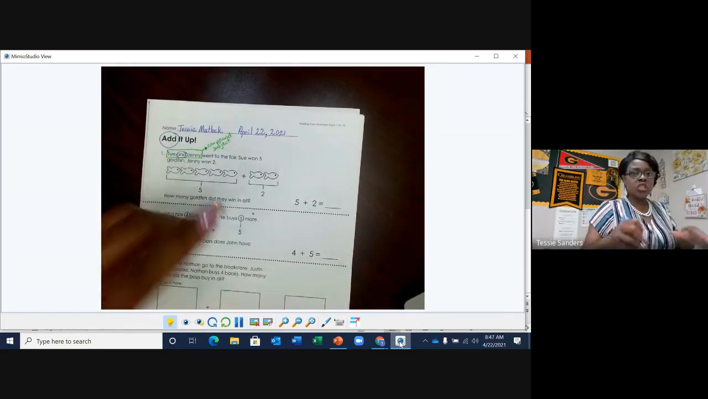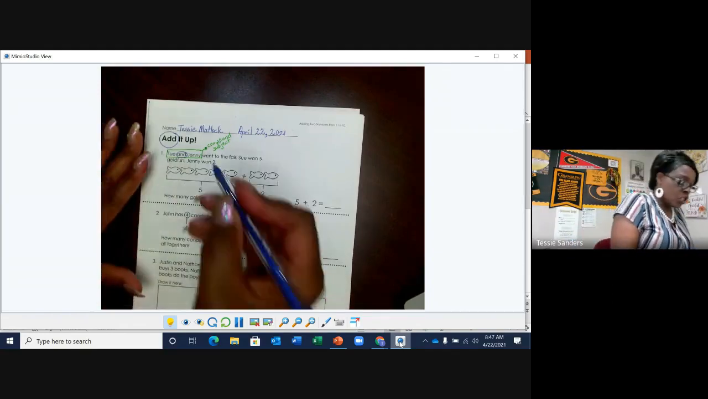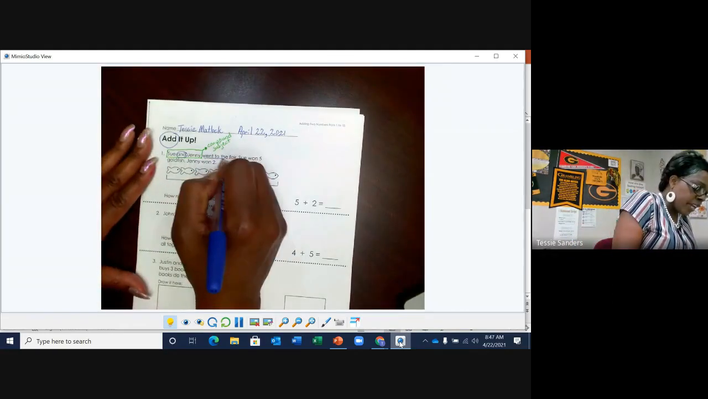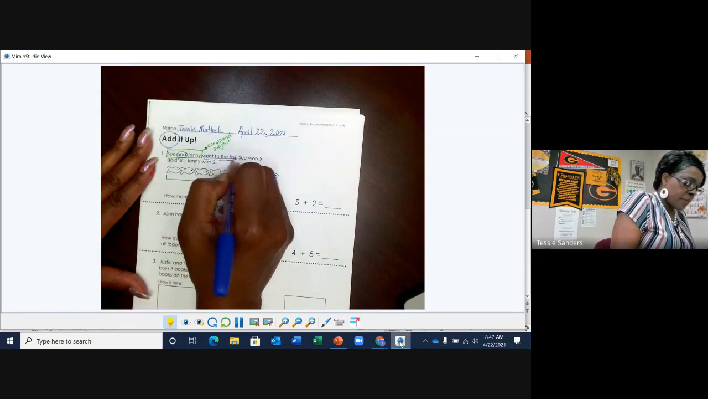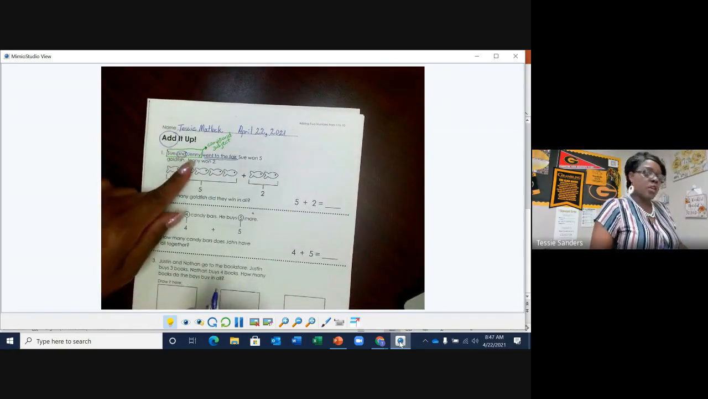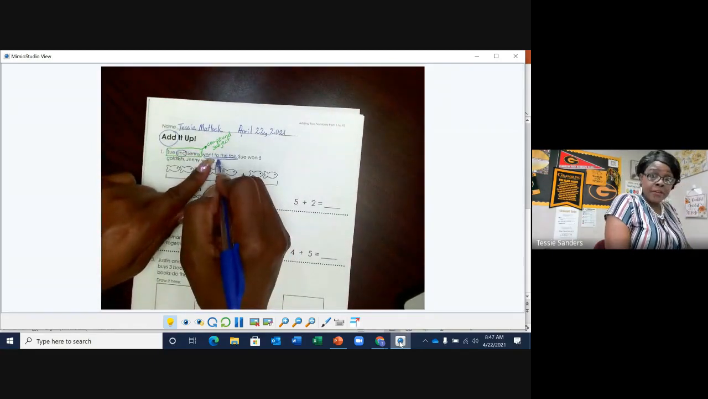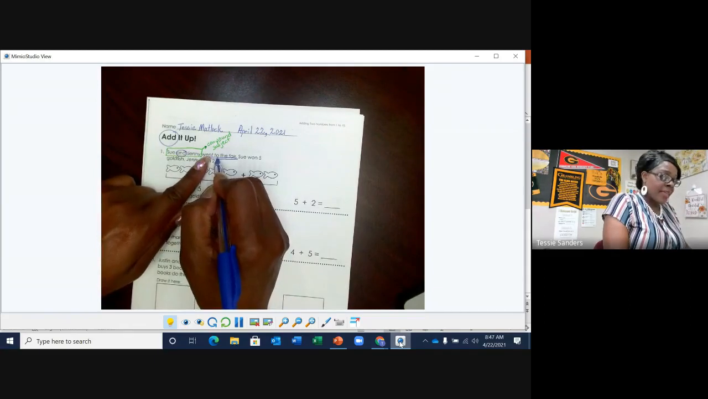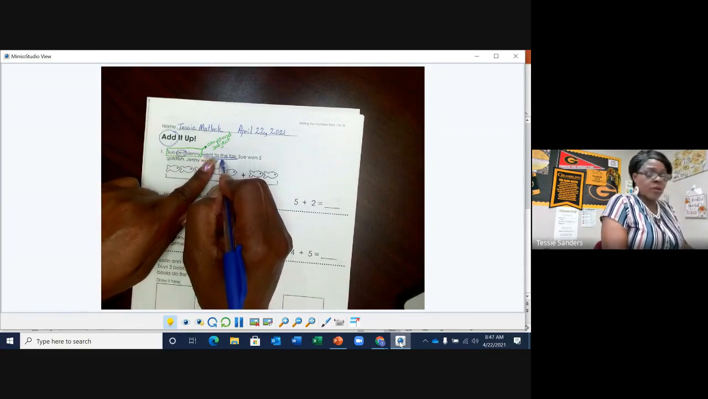What are Sue and Jenny doing? Well, Sue and Jenny, look, went to a fair. Here's your compound subject. Here's your predicate. This is what they did. They went to a fair.